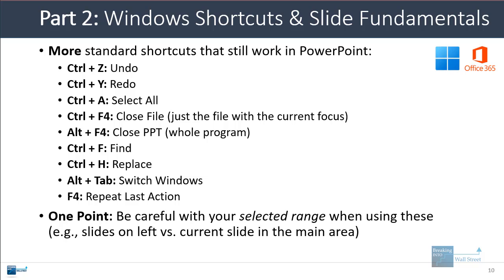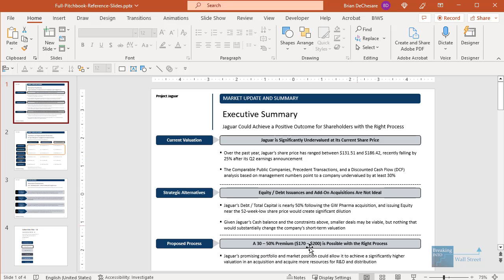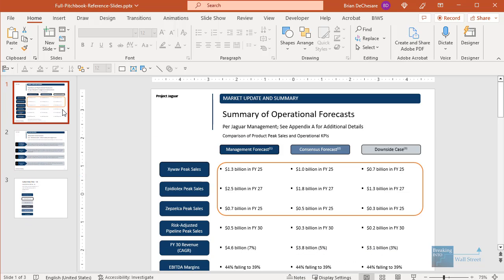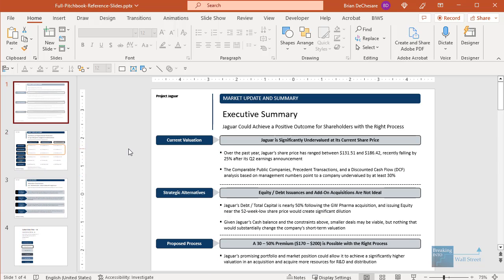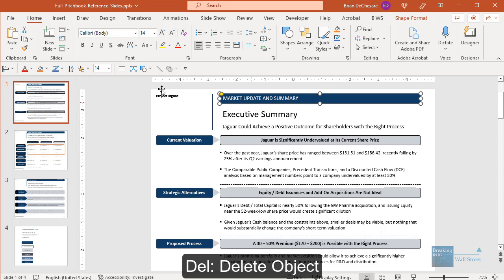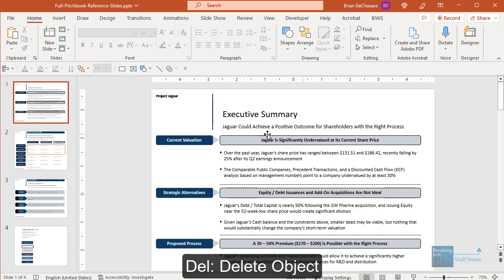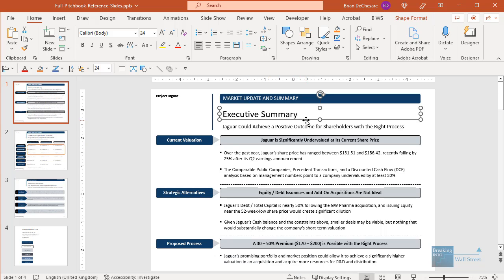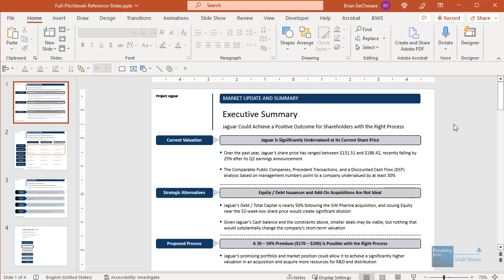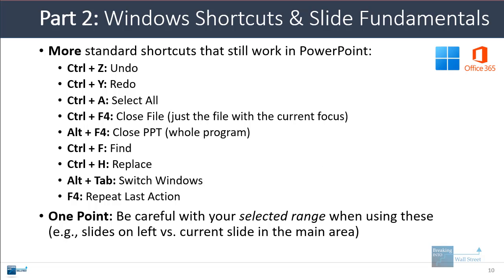One point I'll mention here is that you want to be careful with what you've selected when you use these commands. So for example, if I click over on the left side where I see all the slides in this presentation, I can press delete here, and that deletes the slide. I'll press Control Z to undo it. But then if I click something on the actual slide, this will not delete the slide itself. It'll only delete this smaller shape or text box or something like that. So you always want to be careful about what you've selected before you start using these commands.